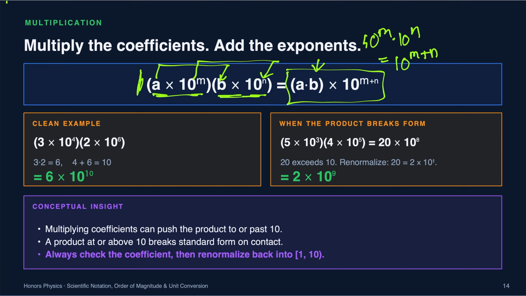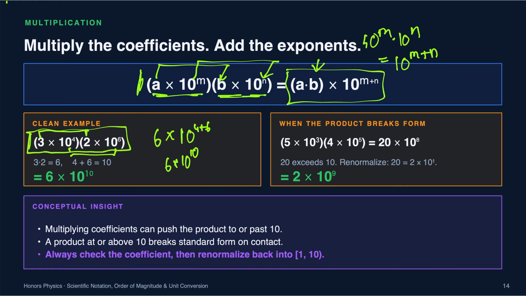Okay? So if you wanted to go over an example, let me go over this example over here. 3 times 10 to the 4 times 2 times 10 to the 6. First, I would multiply the 3 by the 2, which gives me 6 times. Then, I would multiply the 10 to the 4 times 10 to the 6. So it becomes 10 to the 4 plus 6, or 6 times 10 to the 10.